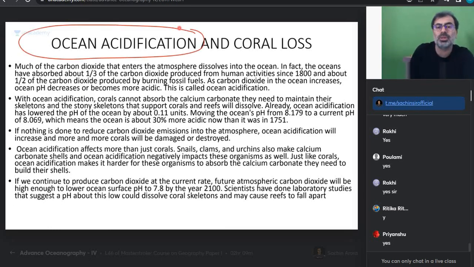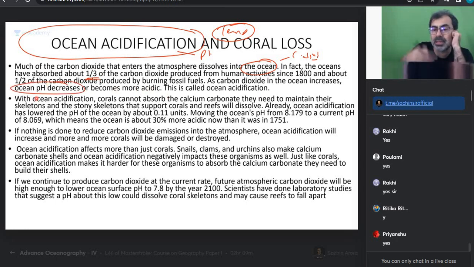So the second one was ocean acidification. One is global warming, so temperature. The other is pH. Much of the carbon dioxide that enters the atmosphere dissolves into the oceans. Remember, oceans are a carbon sink. In fact, oceans absorb 1/3 of the carbon dioxide. As carbon dioxide in the ocean increases, its pH decreases. I hope you understand that acidity increase means pH decrease. This is called ocean acidification.